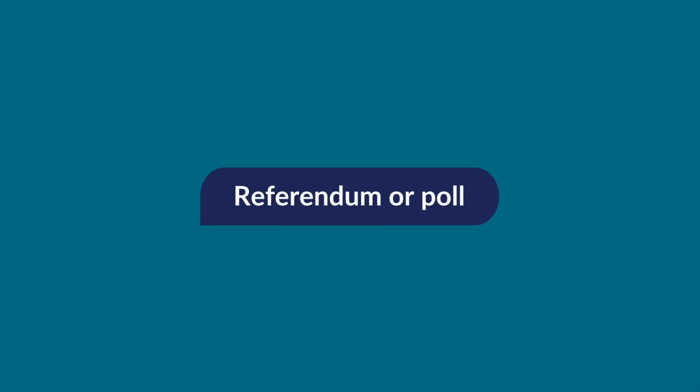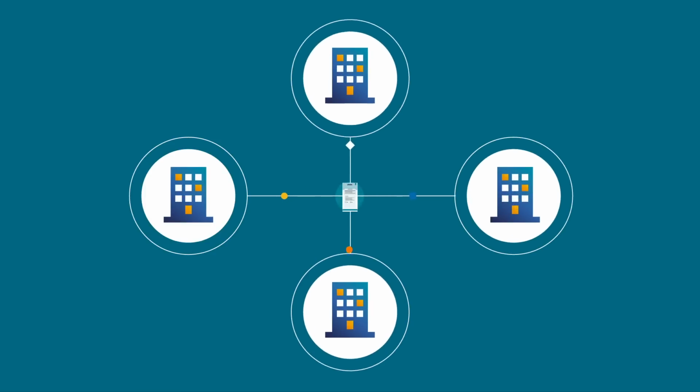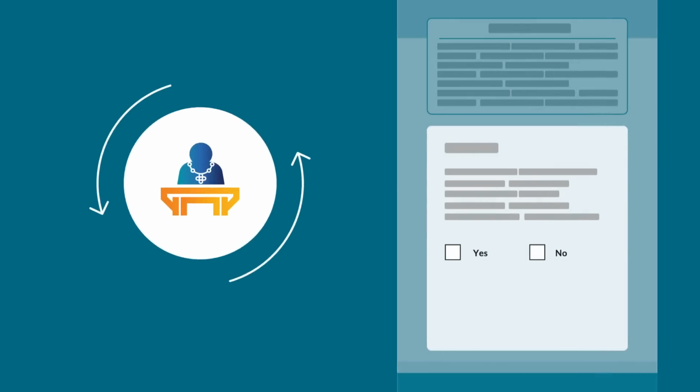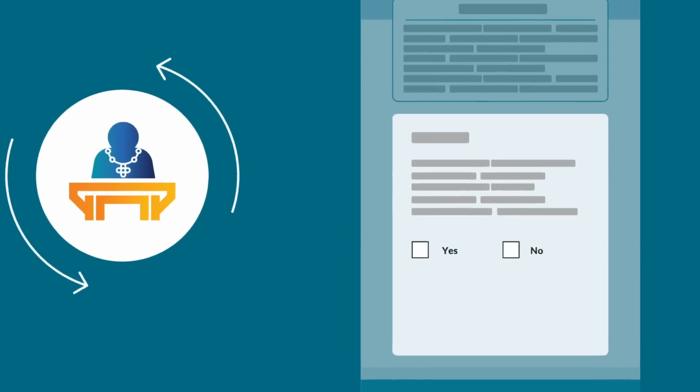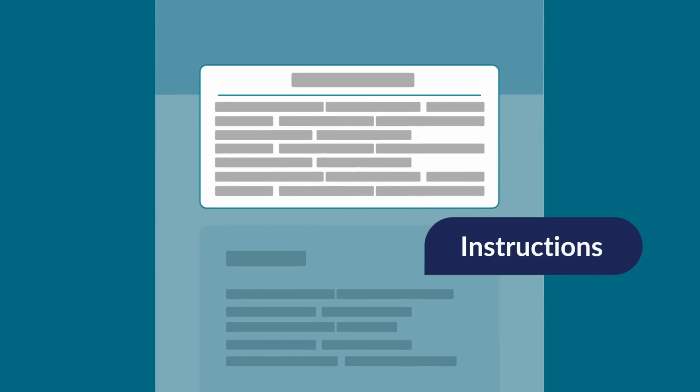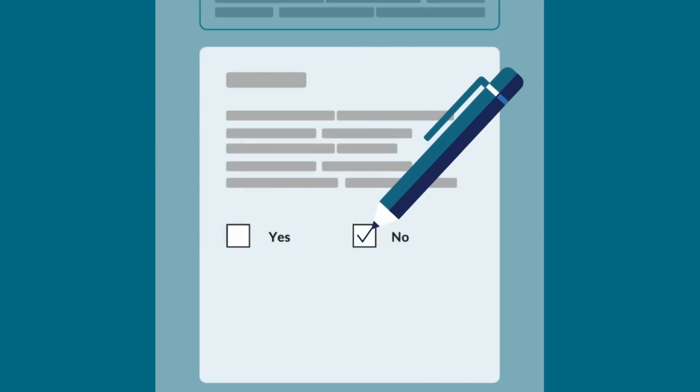Referendum or poll. Some councils may also hold a referendum or a poll. This could be a question about changing the way the mayor or councillors are elected in the future, or a poll about an issue in your community. To complete a referendum or poll paper, follow the instructions to answer yes or no.